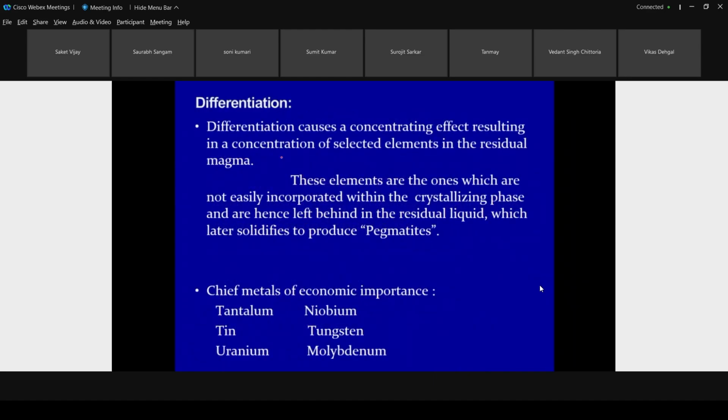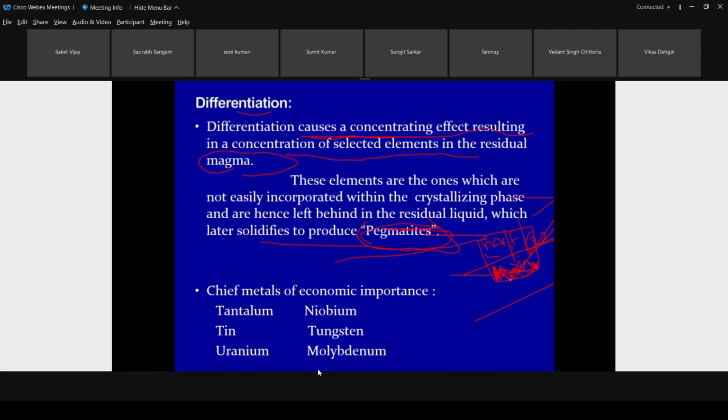The next one is called differentiation. Probably you must have studied it in igneous petrology. Differentiation causes a concentrating effect, as in highly differentiated magma. The concentration of selected elements in the residual magma takes place. It typically is granite, pegmatite. Let us consider granite magma starting to crystallize. It will have muscovite, feldspars, then quartz. So the residual liquid will be more and more enriched with a lot of volatiles, a lot of SiO2, a lot of other components. And when that is injected, it will become a pegmatite.